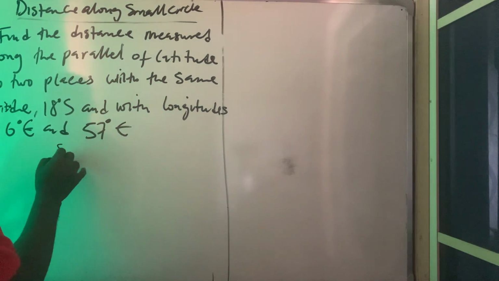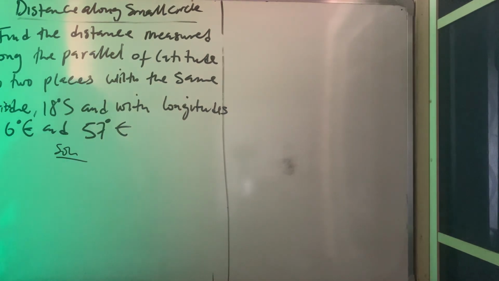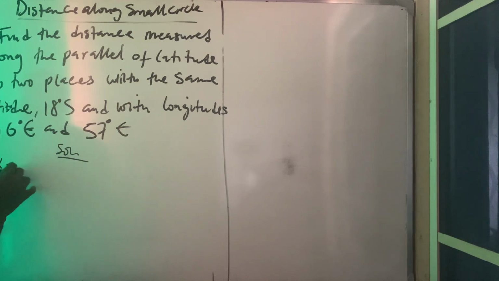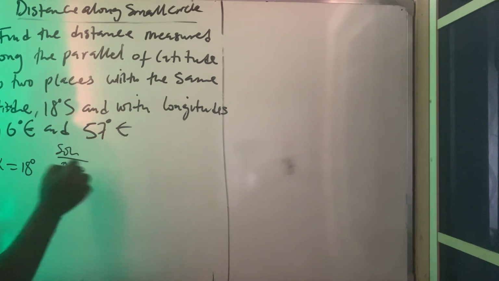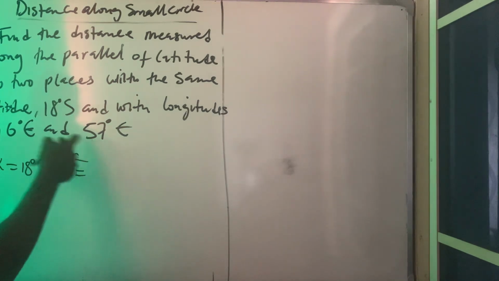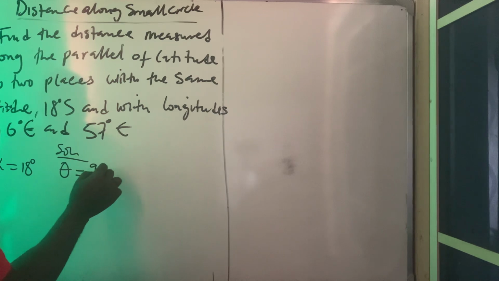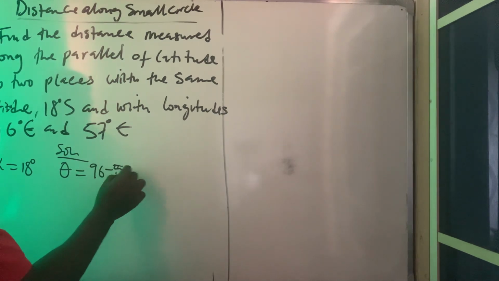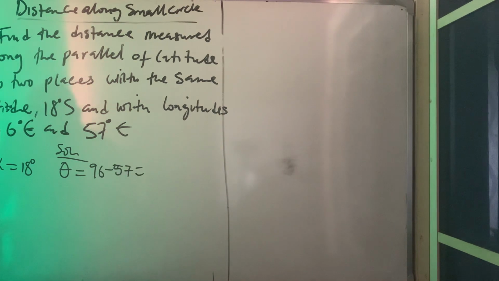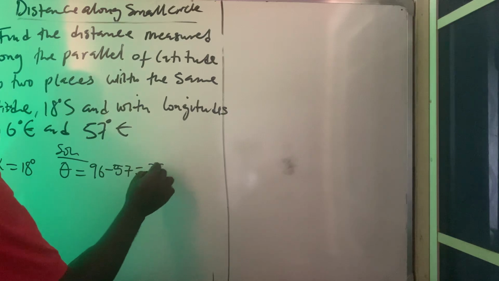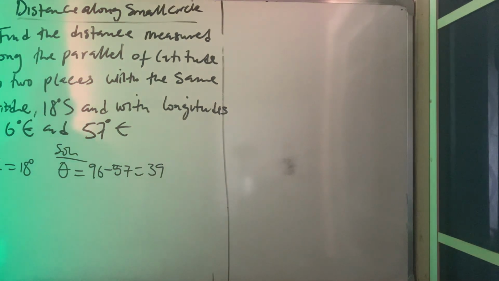So, solution. Now they've given you that they have the same latitude, so my alpha is 18 degrees. Then my theta is gotten from the remaining two, but they are on the same side, east, so I'm going to subtract. 96 minus 57 will give you 39. All right, so I've gotten this.